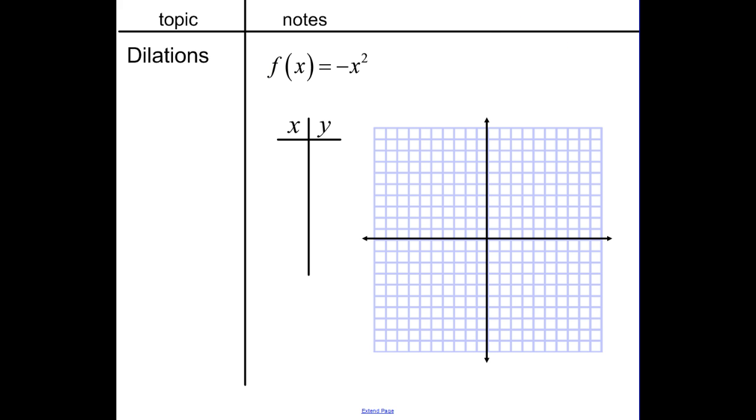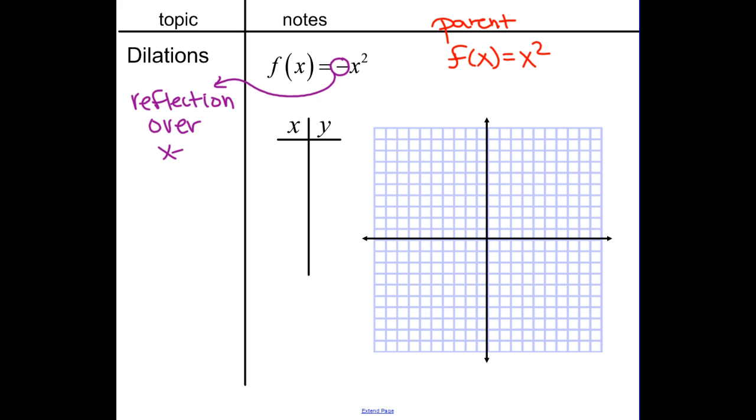All right, now what's our parent function of this one? Well, our parent, again, is f of x equals x squared. What's the difference? What's changing here? That negative. Is that negative being affected by the squared? No, it's happening after the squared. That means it's on the outside, which means it's a reflection, because we see that negative. It's a reflection over the x-axis because it's on the outside.